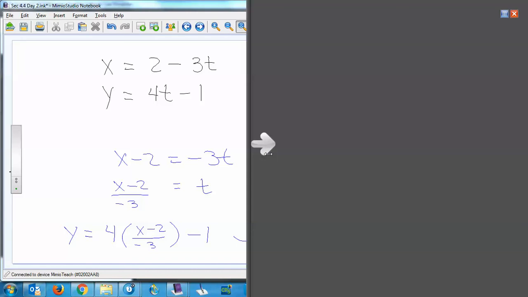Okay, so we're going to need to solve this one for t, so I subtract 2 from both sides. I get negative 3t there, divide by negative 3, so I get t equals that. And so just like Jane did, he just took that and plugged it back in there for his t. So x minus 2 over negative 3, right there, minus 1, right? That's exactly what he said.